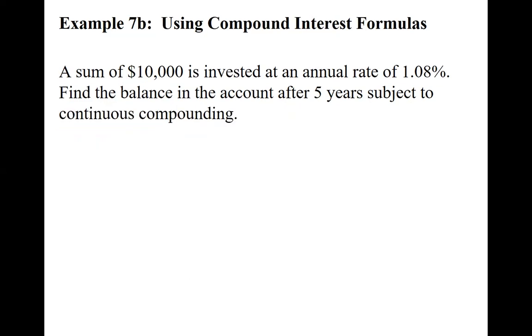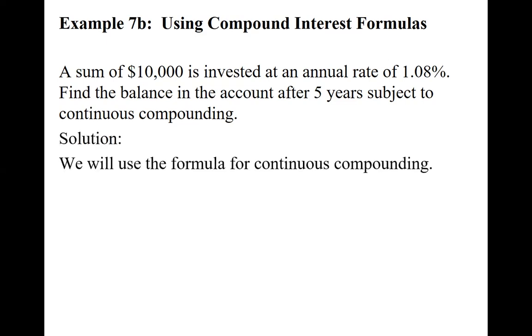Now, it's only natural that we're going to take this same principle, this same interest rate. We're going to see what happens if we have continuous compounding. So let's bring out the PERT formula. A equals P times E to the RT. Plug in what we have. P is 10,000. R is again 0.0108. T is again 5. This time we're going to do 0.0108 times 5. We get 0.054. We're going to raise E to the 0.054. We're going to multiply that by 10,000.